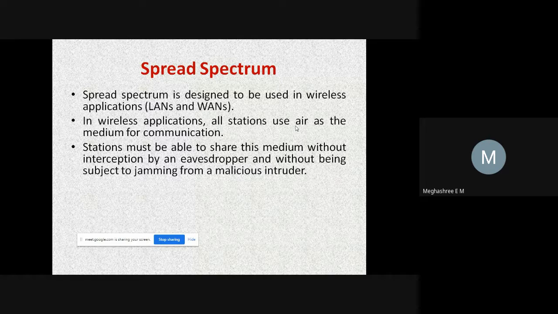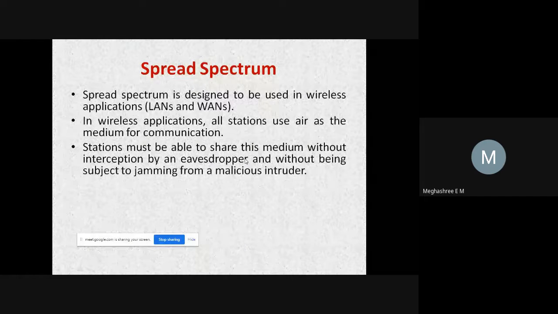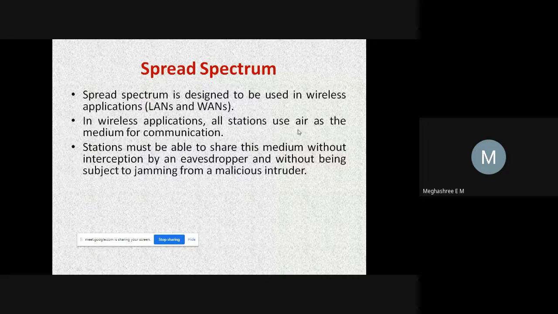So if that is the case, there may be a chance of interception, and also jamming of the network, and also there may be an intruder for the data that we transmit over the transmission medium. Since it is wireless, these are all the problems that we can face. There may be interception by an eavesdropper, or jamming of the network, or an intruder who may listen to the data that we transmit over the medium, that is air here.